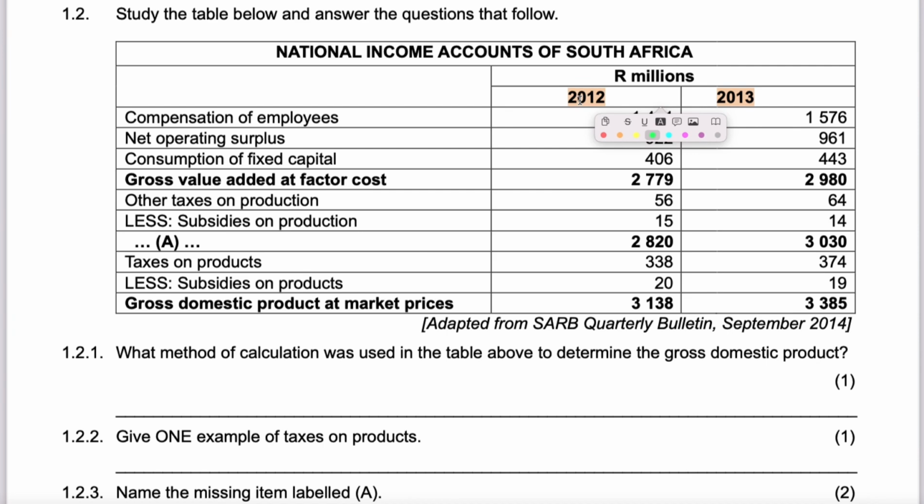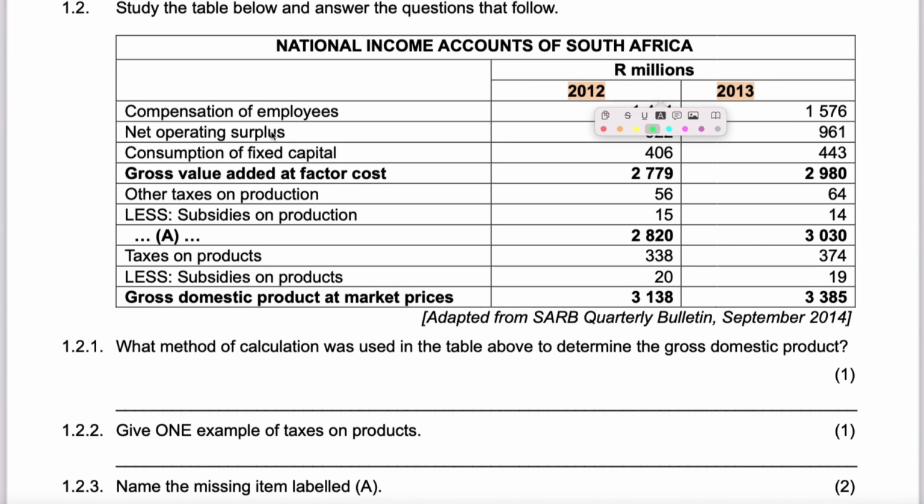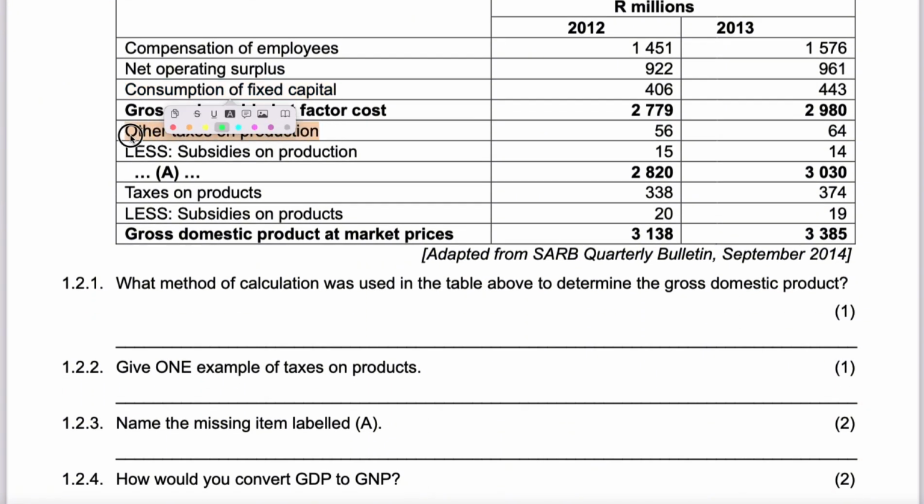Okay, another thing, I can just talk about some things. Now, if we see here, compensation of employees, this means gross salaries and wages, if they ask you, right? The next thing I see here is net operating surplus. This means profit. The next thing I see here is consumption of fixed capital. It means depreciation. The next thing I see here is other taxes on production. An example of this would be employment tax or pay as you earn or personal income tax.